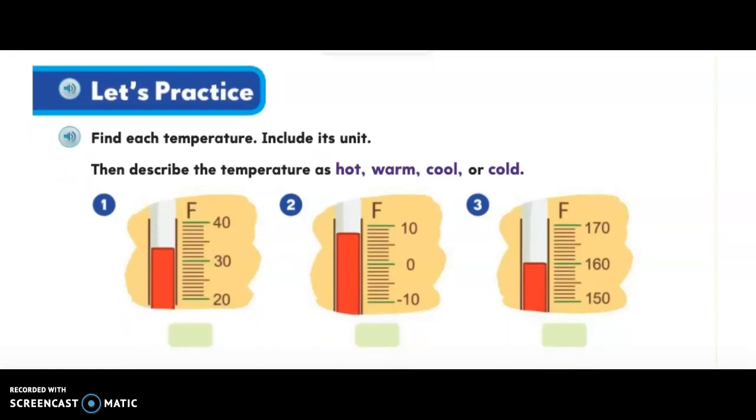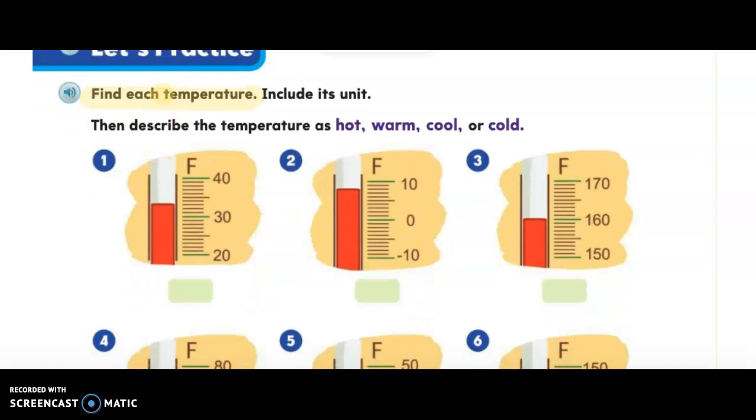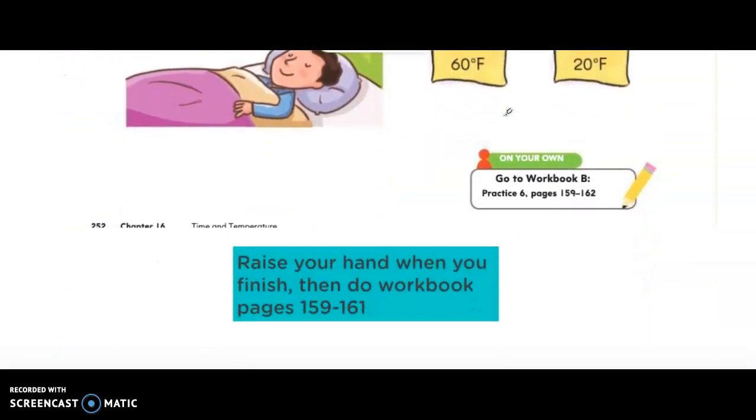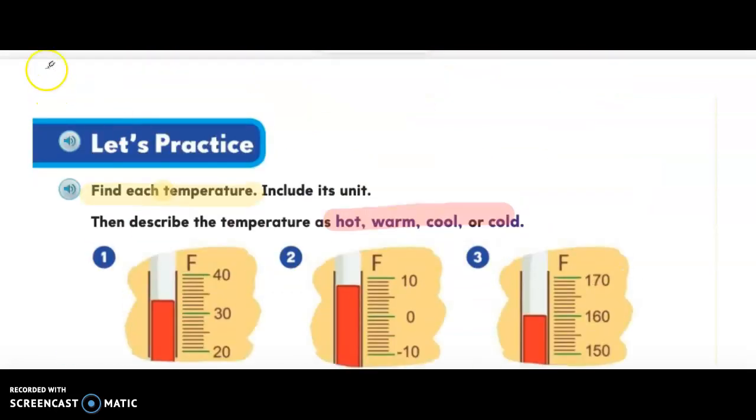So same thing that I did, you're finding the temperature and including the unit, then describing it as hot, warm, cool, or cold. And once you finish this, raise your hand as always, and you are doing workbook pages 159 through 161. Good luck.